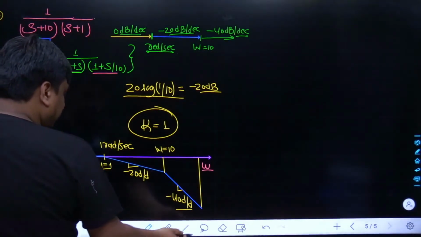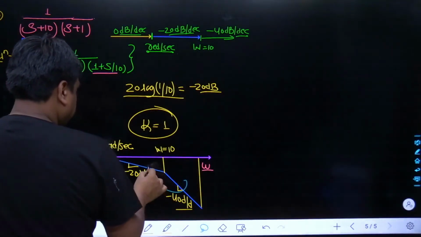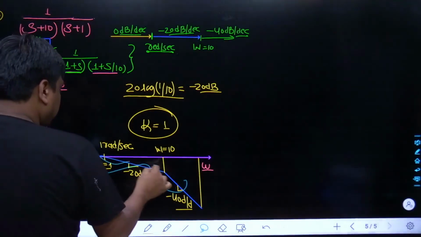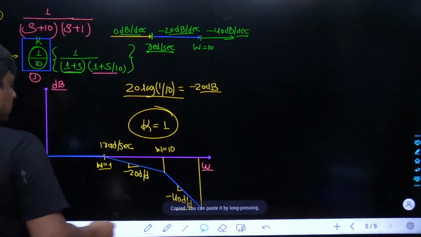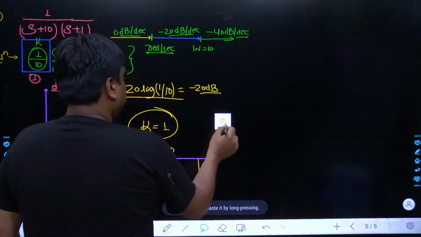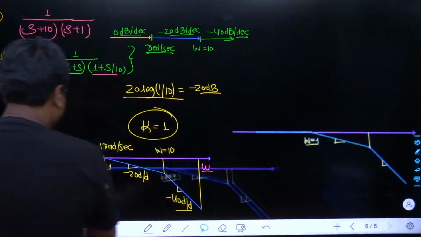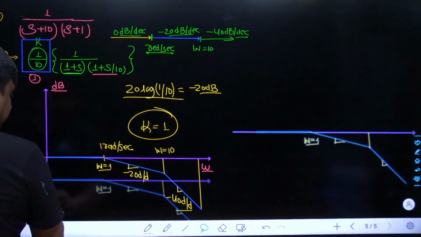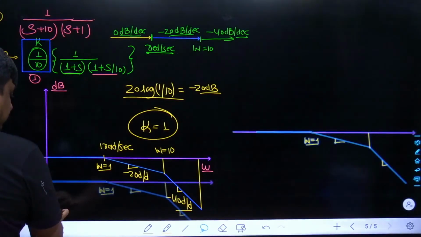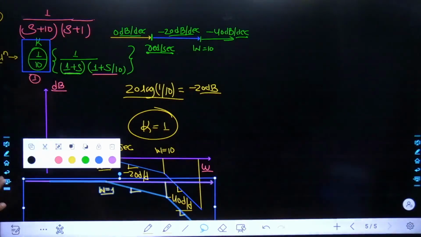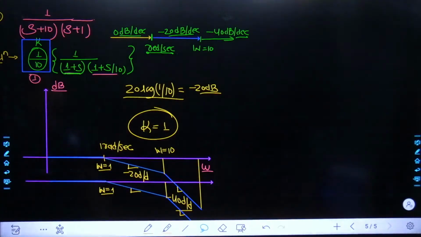So what I would say over here, this complete Bode plot is going to get shifted like this. Like this, yeah. And this is your actual curve.